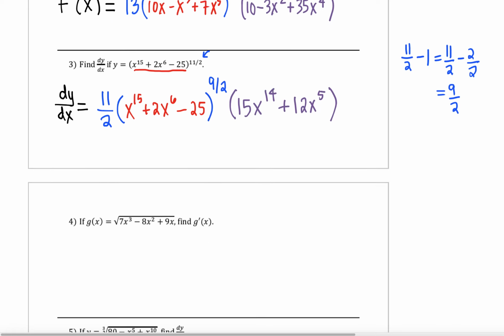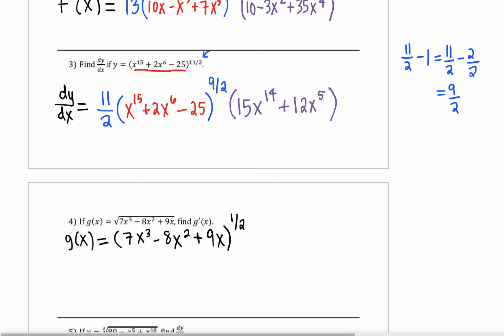So here we have g of x is the square root of 7x cubed minus 8x squared plus 9x, and we want to find g prime of x. Well, this one looks a little bit different. I don't have an outside power like we did above with the 11/2, but if I recall, the square root is the same thing as the 1/2 power. So I'm going to first take the step of rewriting the original function, so this is still my original problem g, and instead of writing it as the square root, I'm going to write everything inside that radical, all of that to the 1/2 power, since the square root is the same thing as the 1/2 power.